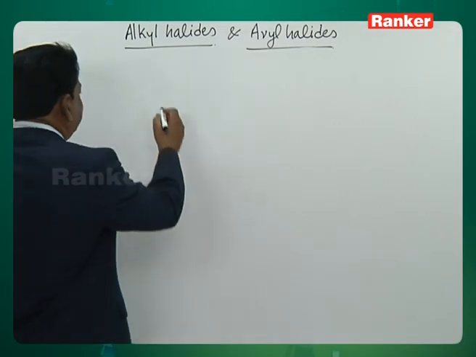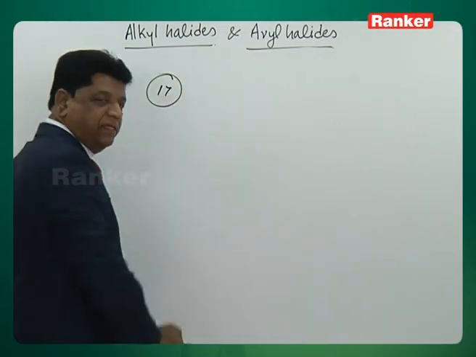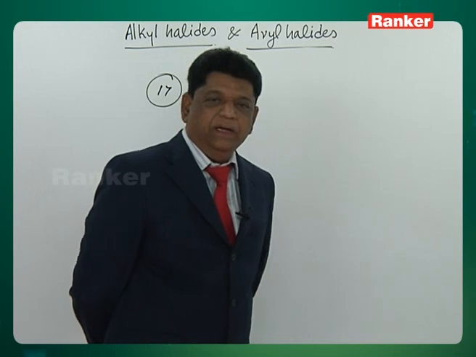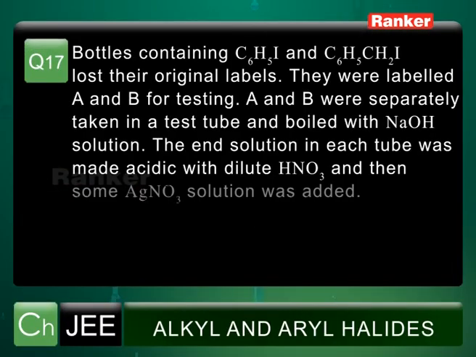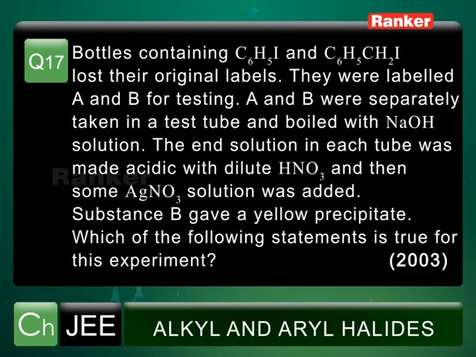So let's go to the 17th question. The question is a little descriptive, but it's very interesting. The bottles containing phenyl iodide and benzyl iodide lost their original labels. They were labeled A and B. For testing, A and B were separately taken in test tubes and boiled with sodium hydroxide solution. The end solution in each tube was made acidic with dilute nitric acid, and then some silver nitrate solution was added. Substance B gave a yellow precipitate.